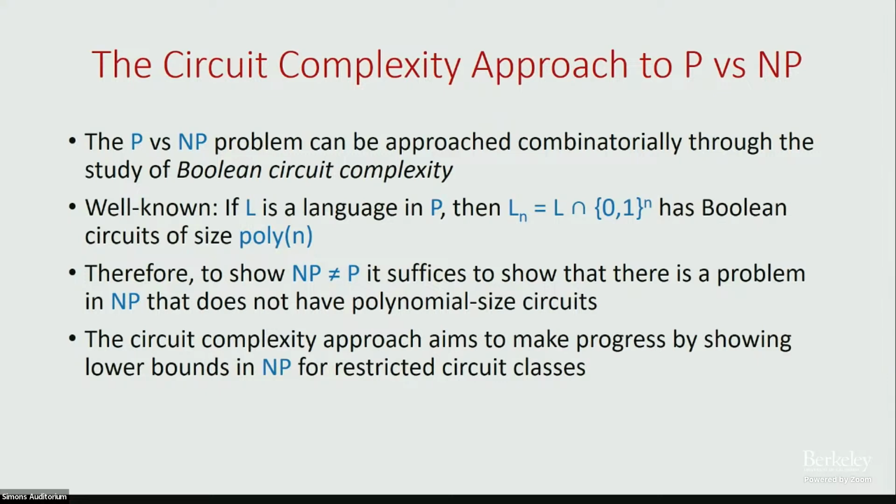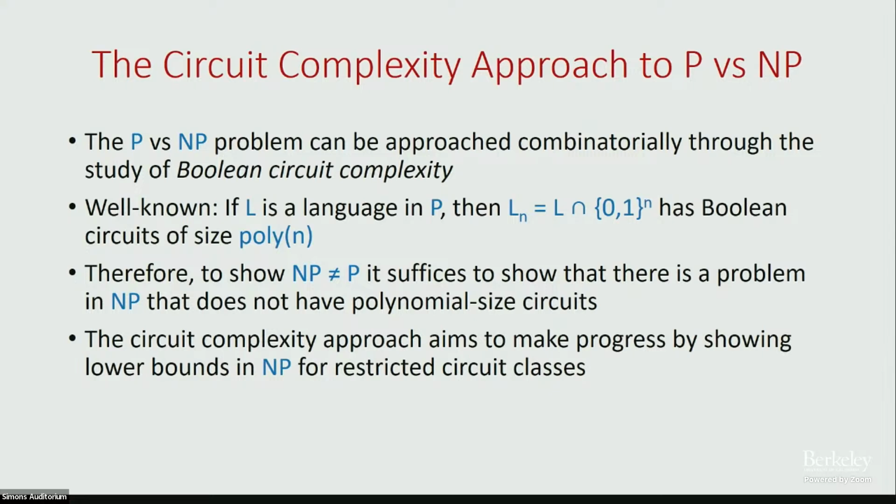So what the circuit complexity approach to P versus NP aims to do is to make progress on this, not by directly attacking this problem, but by showing lower bounds in NP for restricted circuit classes. So you take circuits and you consider restricted kinds of circuits, maybe circuits with bounded depth. You have a fixed number of levels of the circuit, and each level feeds into the next level, or a restricted class of gates. So circuits that are weaker than general polynomial size circuits, let's try to show the lower bounds for those first, and then make progress towards NP versus P.